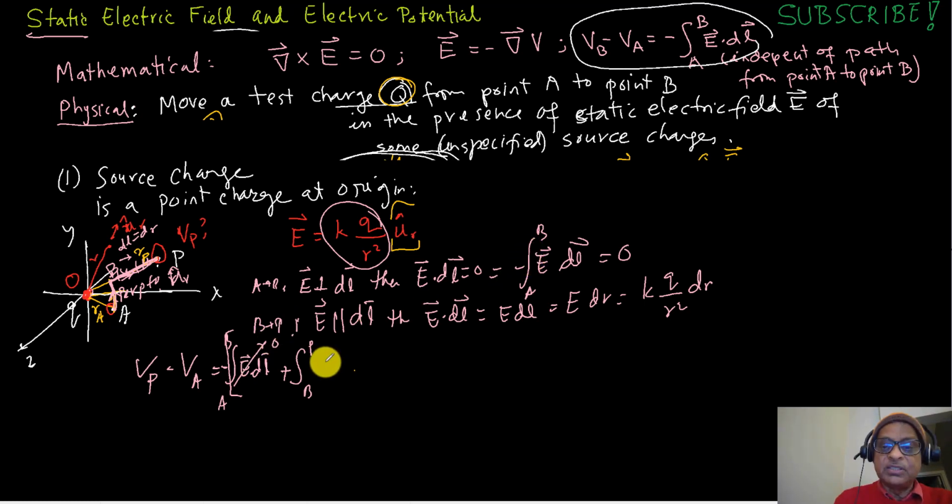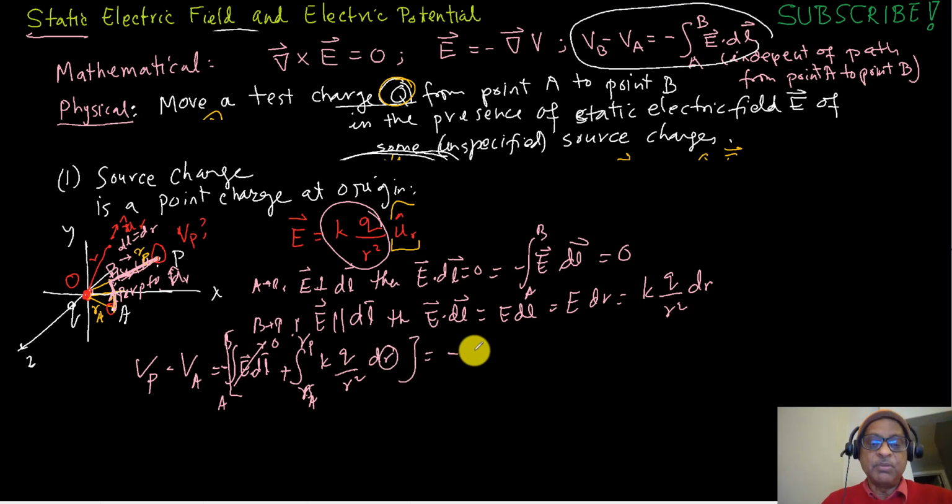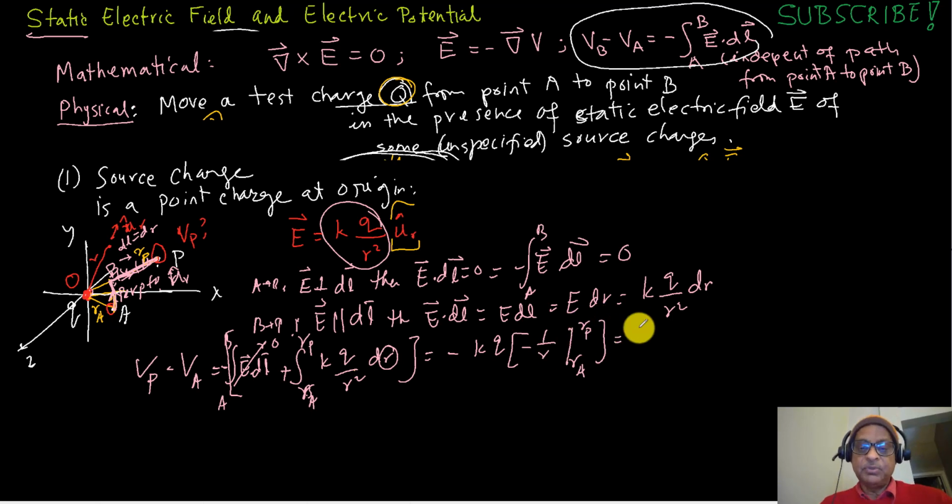And then this is kq over r squared dr, and rb is the same as ra, so I go from ra to rp because the integration variable is now all set. So this is equal to minus kq times minus 1 over r, integration of this is just 1 over r, from ra to rp. And so what do we get? We get kq over rp minus kq over ra.